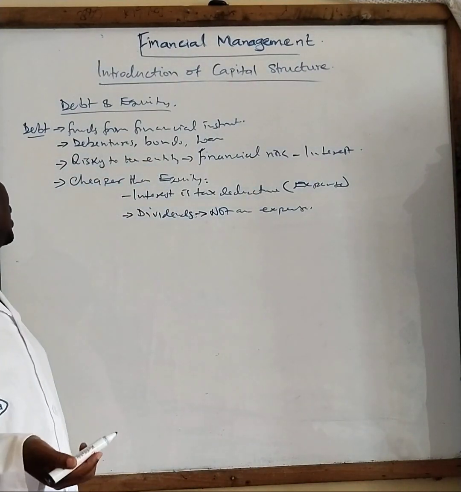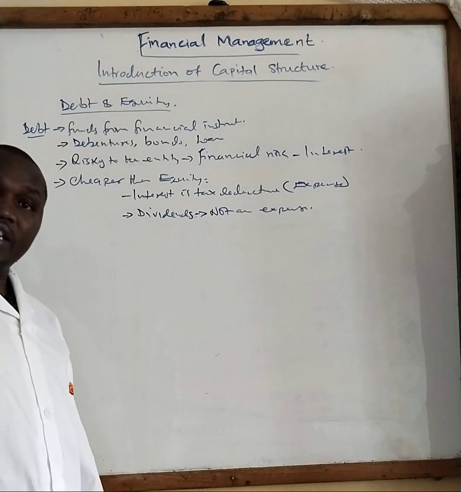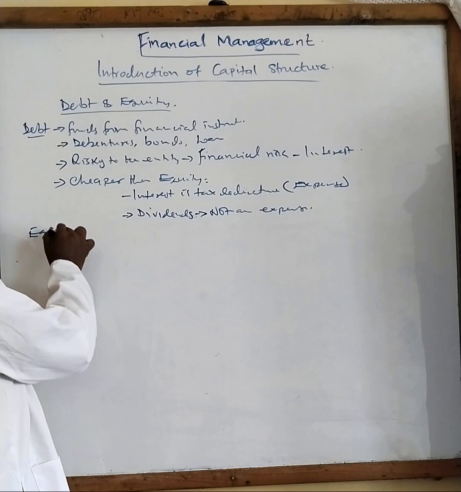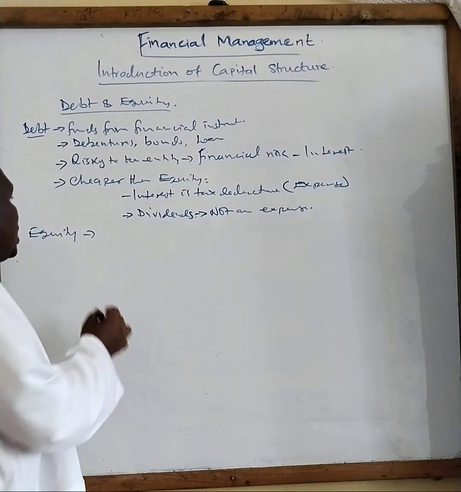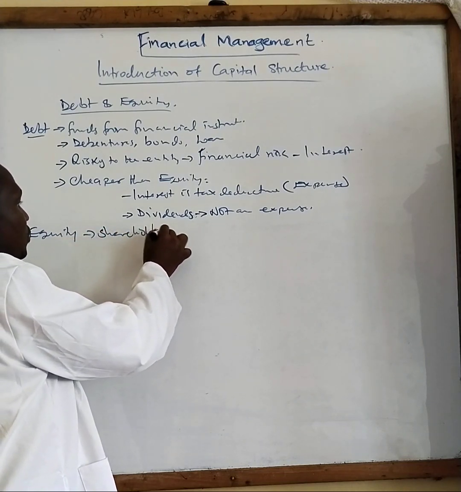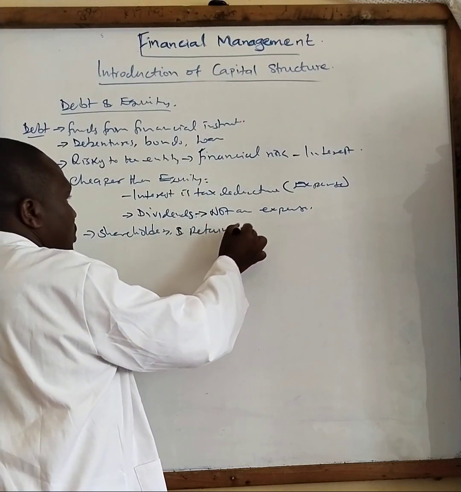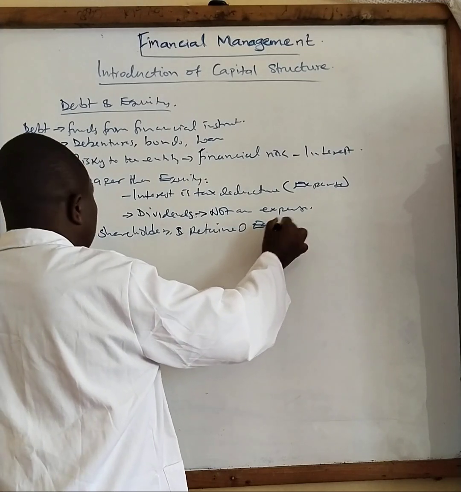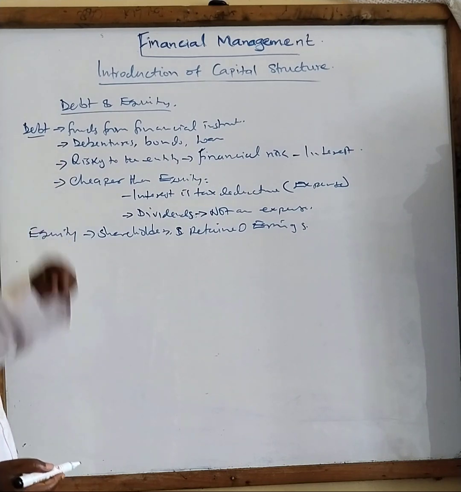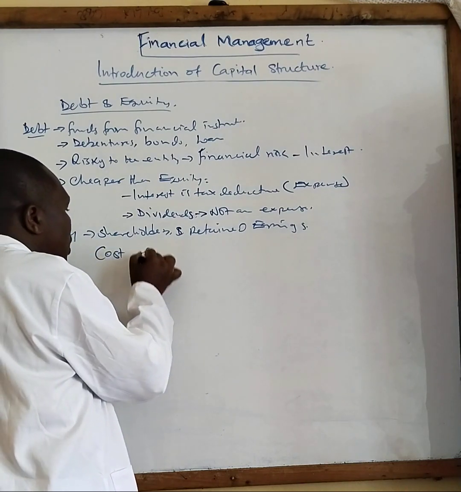So a question will be said: explain this sentence, debt is cheaper than equity. Correct. Now, when you talk about equity here, we are just talking about funds contributed from shareholders, funds belonging to the shareholders, and retained earnings. Shareholders and retained earnings. So these two will make what we call the capital structure. Now we go to another topic called cost of capital.